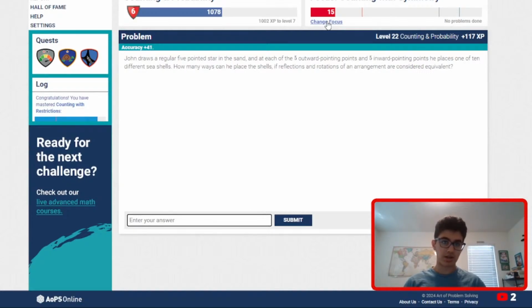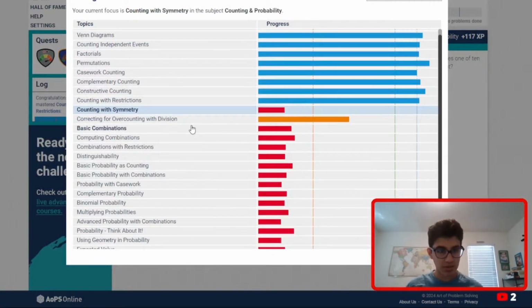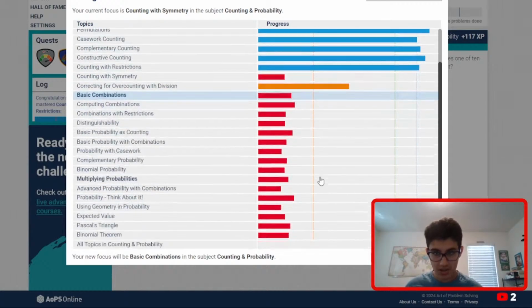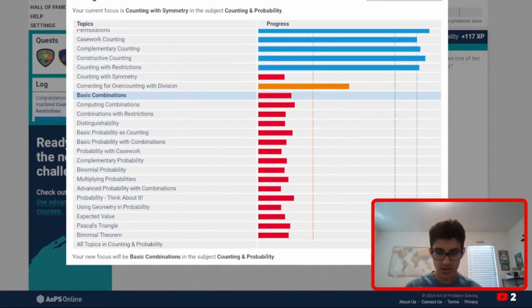So a regular 5-pointed star, you can rotate it, right? Actually, let's ignore that for now. Let's go to something that's a bit easy. Basic combinations. Let's just try to get some more blue stuff here because we're not doing too badly, but I just want to do some fast stuff.